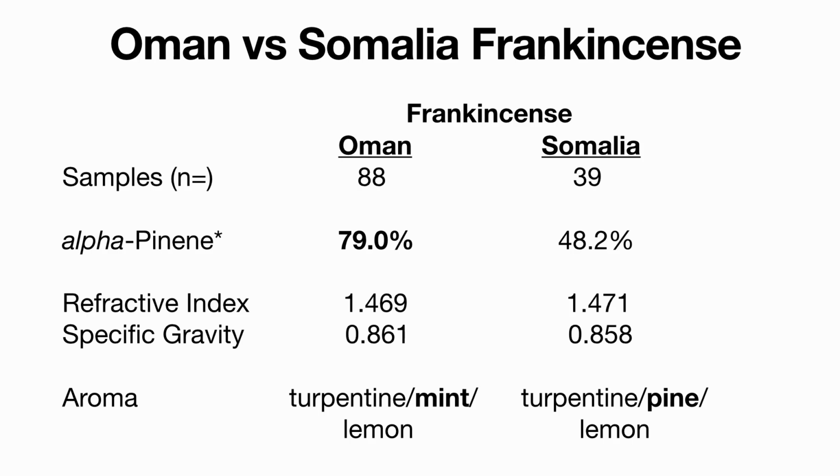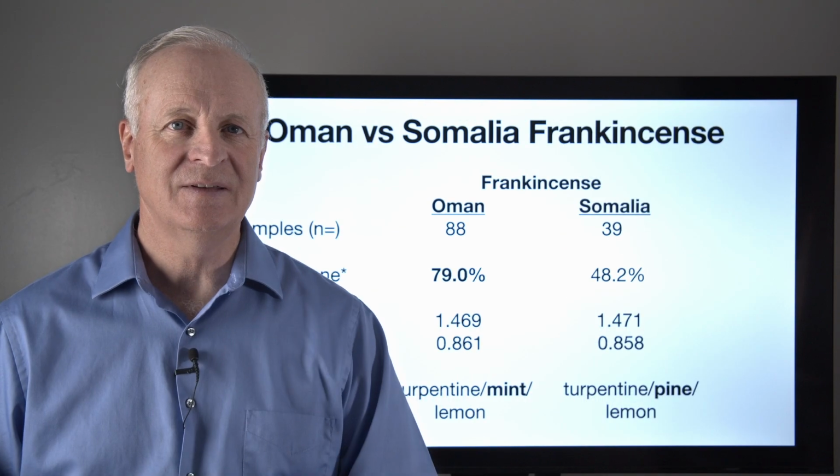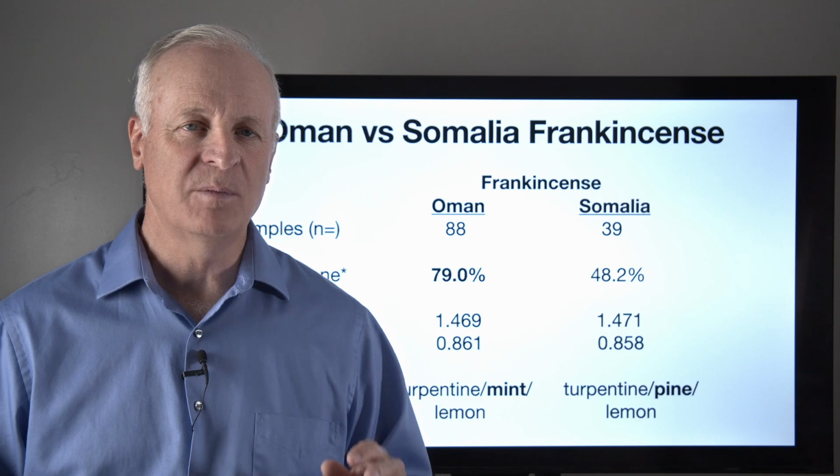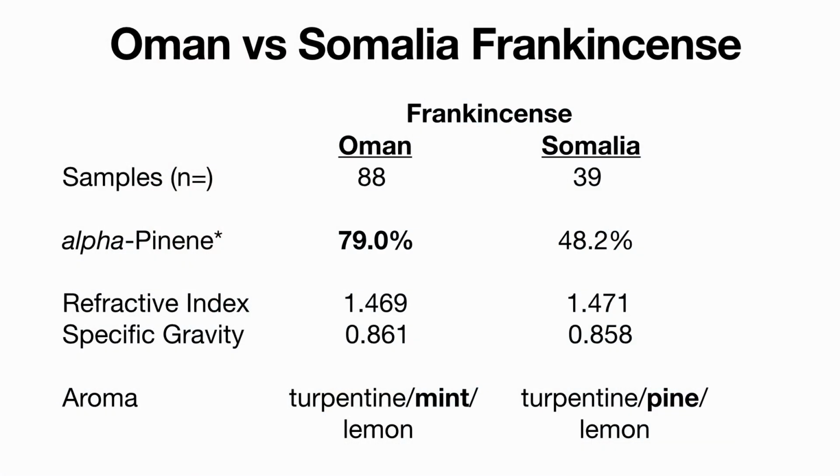In this case, I looked at the essential oil of Oman frankincense and Somalia frankincense. 88 samples from Oman, 39 samples from Somalia. And I did see that from the GCMS, the alpha pinene level was significantly different. It was higher in the Oman frankincense, 79%, versus the Somalia frankincense, only 48%.